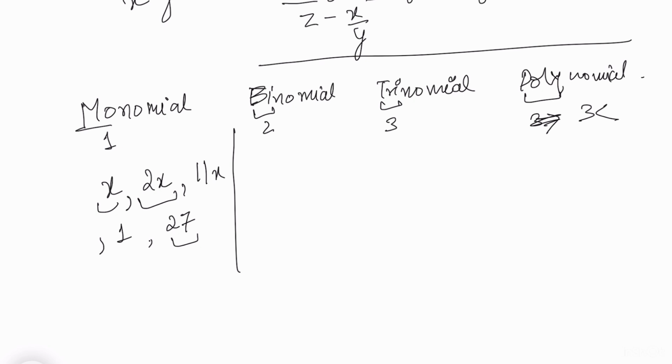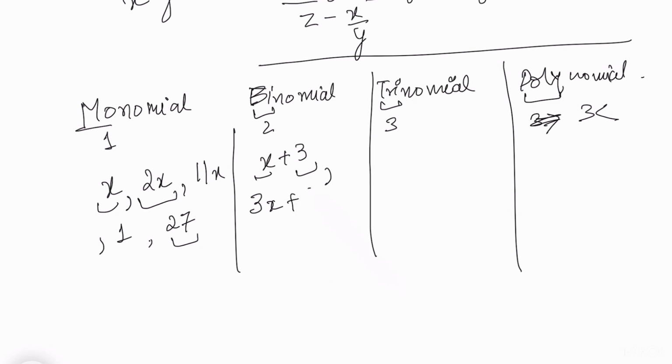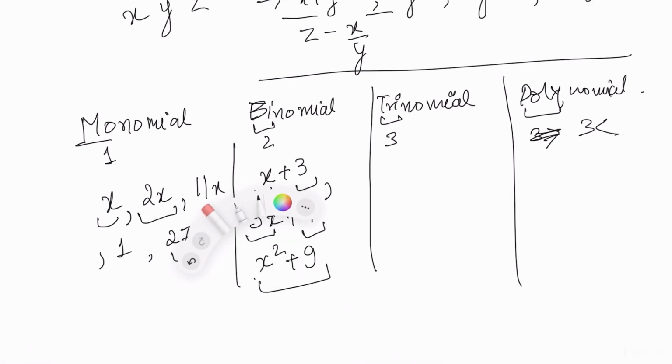Binomial, 2 terms will be there. Any 2 terms you can have. Suppose you can have x plus 3. This is one term, this is another term. Then 3x plus 7, again one term, another term. So this is a binomial. x square plus 9, this is one term, this is another.